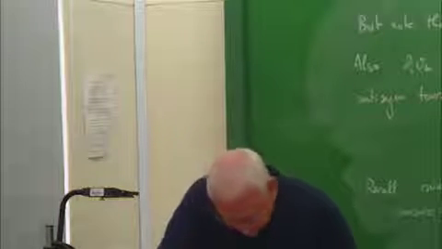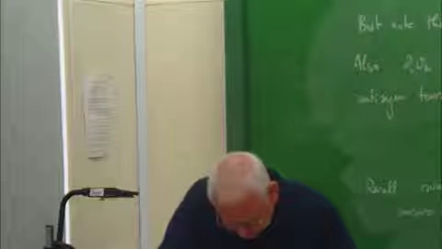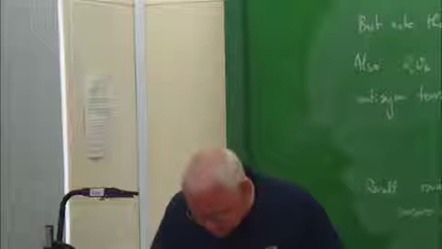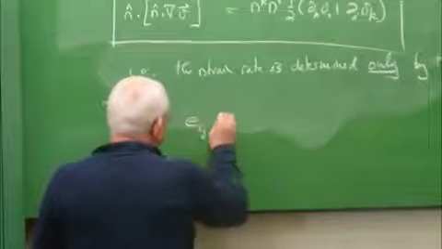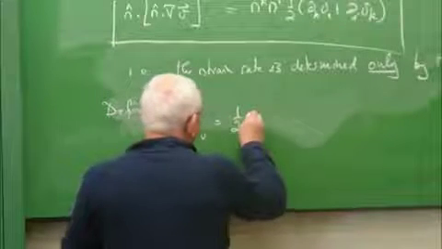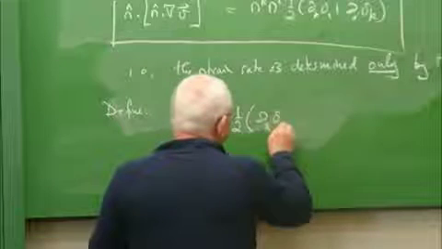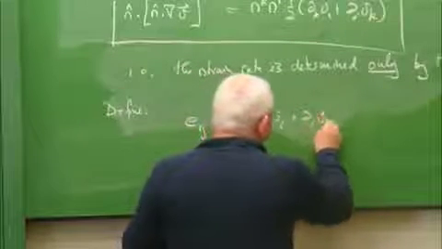Yes, I include the factor of 1/2. So we define the tensor which we call Eij to be 1/2 (dk vi plus di vk).